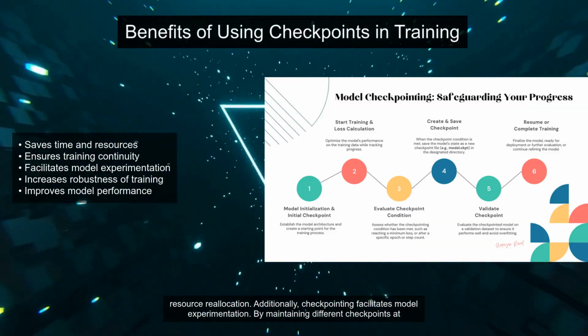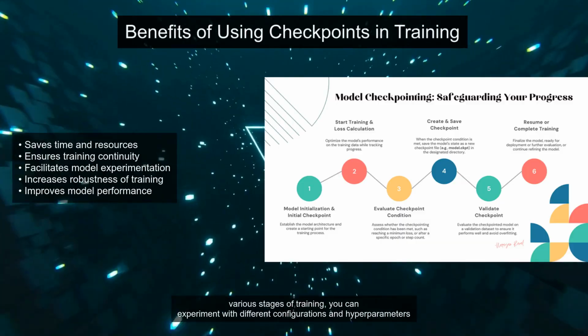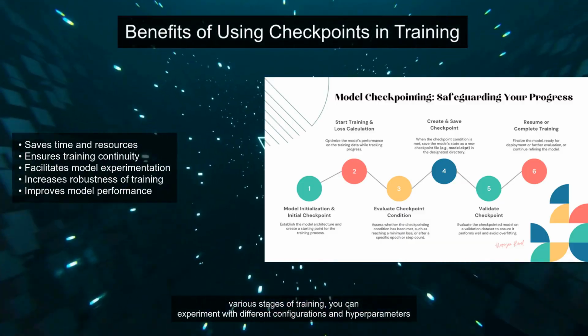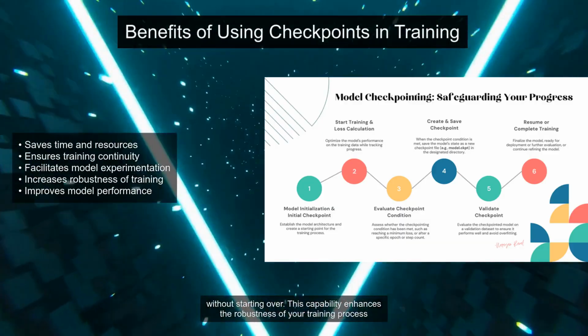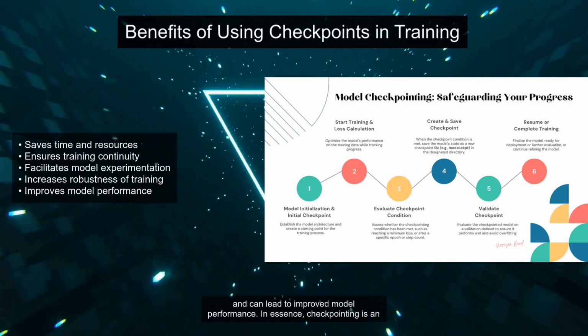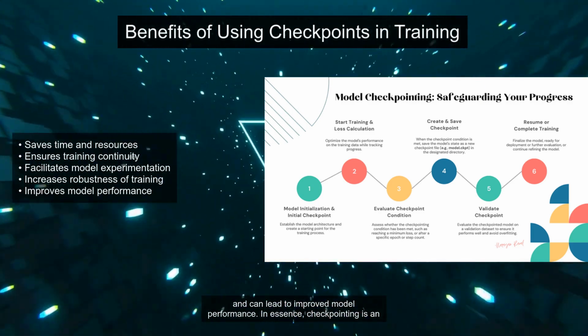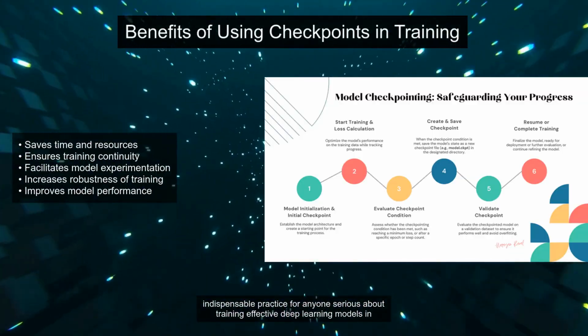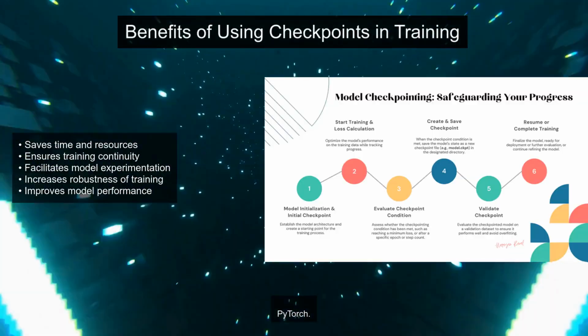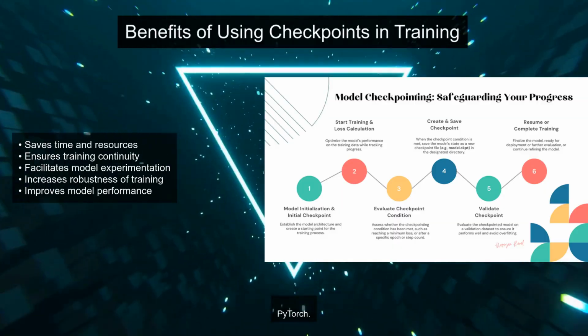Additionally, checkpointing facilitates model experimentation. By maintaining different checkpoints at various stages of training, you can experiment with different configurations and hyperparameters without starting over. This capability enhances the robustness of your training process and can lead to improved model performance. In essence, checkpointing is an indispensable practice for anyone serious about training effective deep learning models in PyTorch.